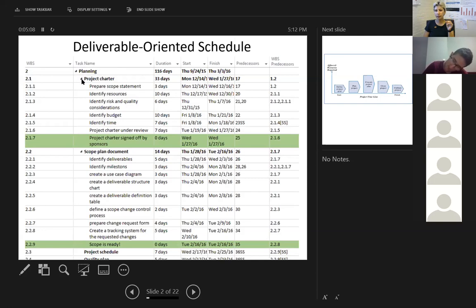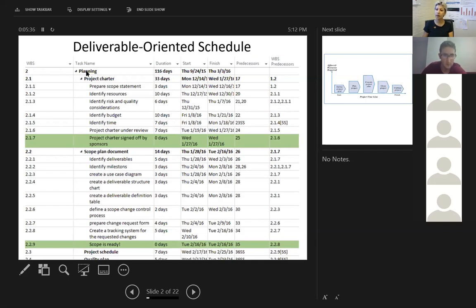Why do we call it deliverable oriented? In a deliverable oriented schedule or work breakdown structure, you're going to think about major deliverables during each phase. So during planning, I have a few major deliverables. The first one is the project charter. The second one is the scope plan document. And then I have the project schedule, quality plan, and a few other deliverables.